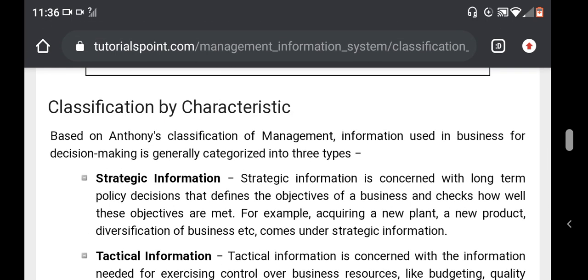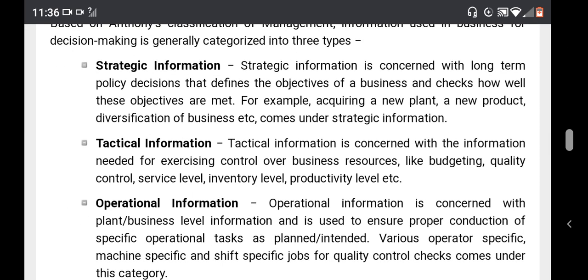So classification by characteristic. Based on Anthony's classification of management information used in business for decision making is generally characterized by three types. We have strategic information. Strategic information is concerned with long-term policy decisions that define the objectives of a business and check how well these objectives are met. For example, acquiring a new plant, a new product, diversification of business, etc. come under strategic information. So, if you are planning something new in your company, ito yung tatawag nating strategic information.